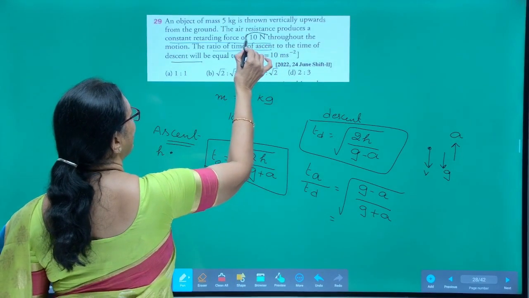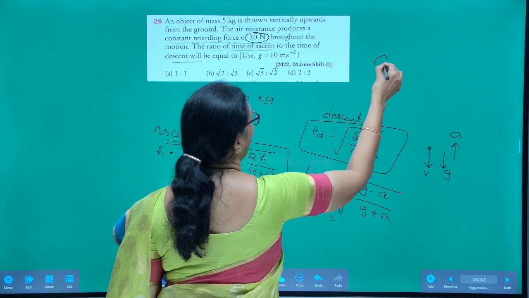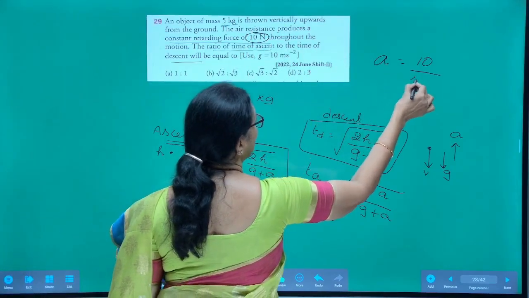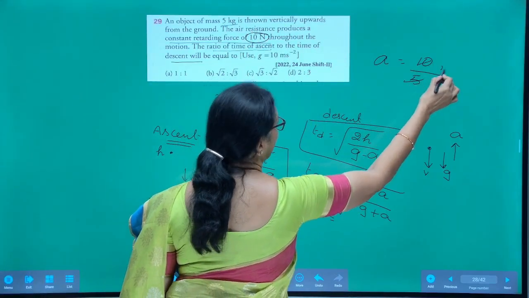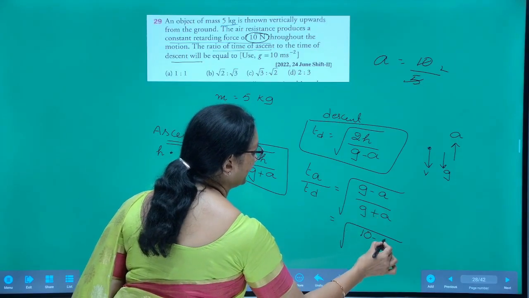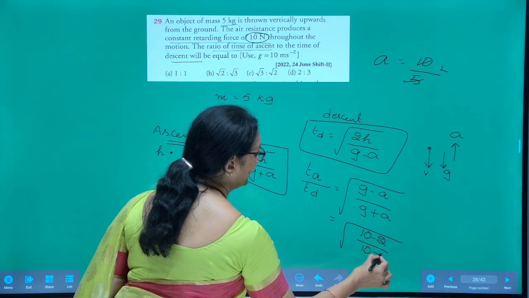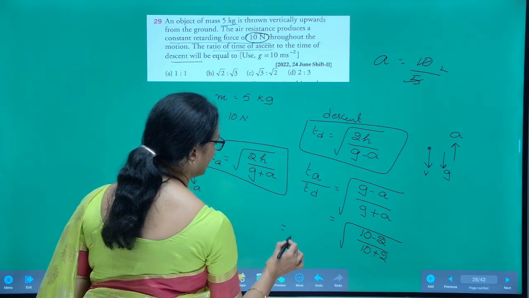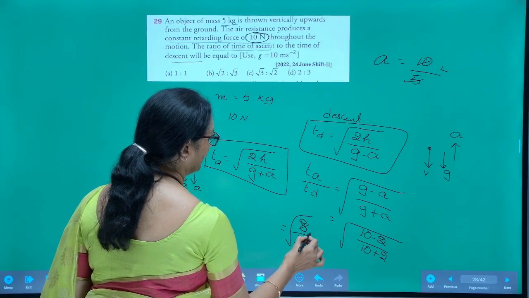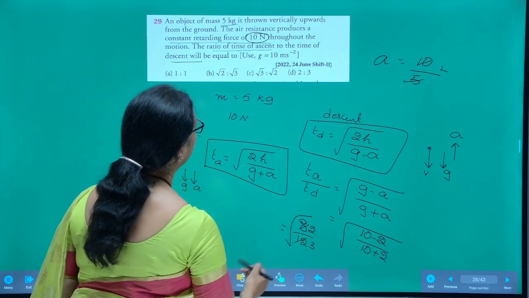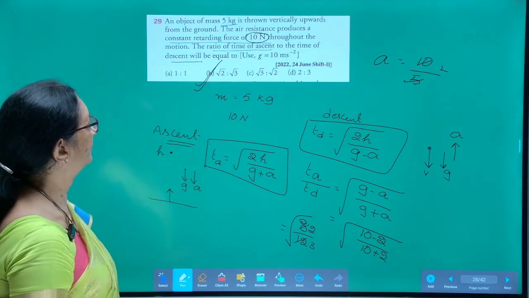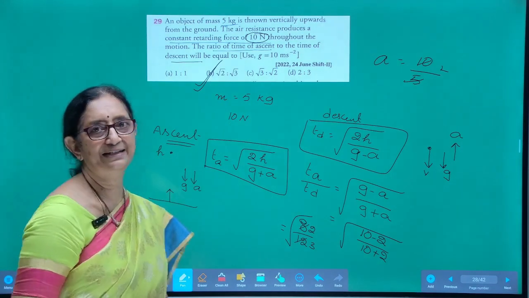So, resistance force is constant, that is 10. So, it is force by mass, 10 by 5, mass is 5, it is 2. So, this is g minus a, g value is given as 10, a is 2, this is 10 minus 2 by 10 plus 2. This is square root of 8 by 12. So, 4 gets cancelled 2 times, here 3 times. So, the answer is square root of 2 is to root 3.